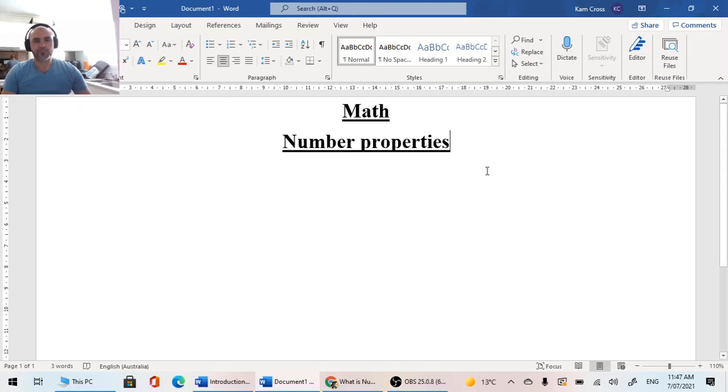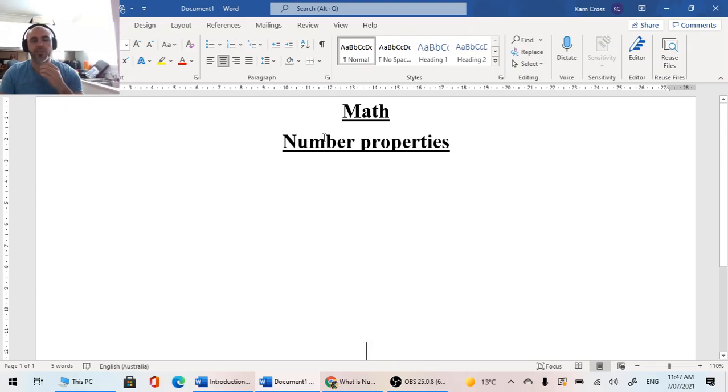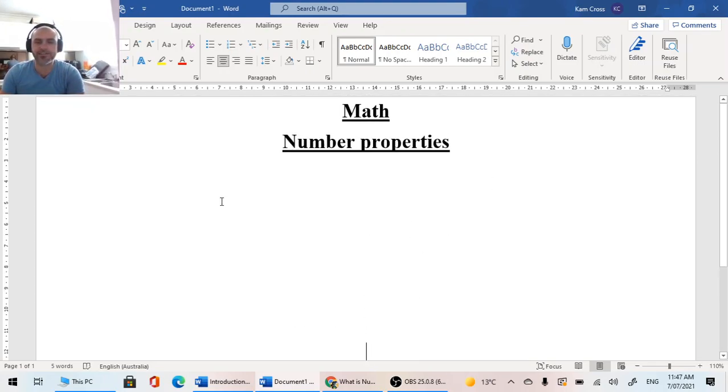So we're looking at number properties. Once we finish with number properties, we're going to start working on some number patterns. But we don't have to worry about number patterns yet. This is just to give you guys a heads up as to what we're working on. So we're starting with the properties of numbers, and we're going down to the patterns that we can see with these numbers.